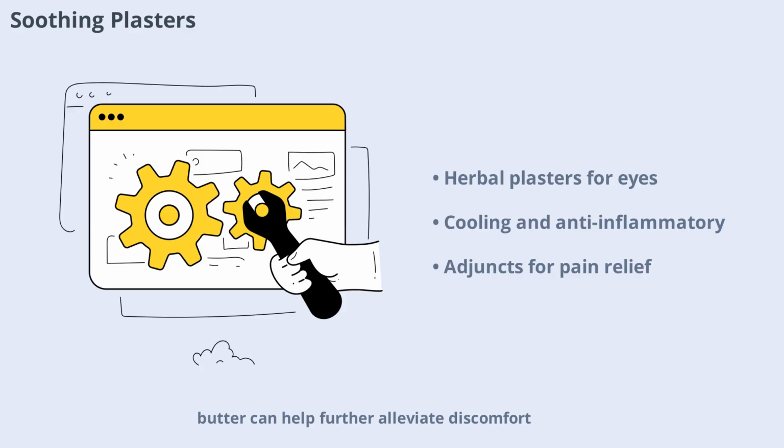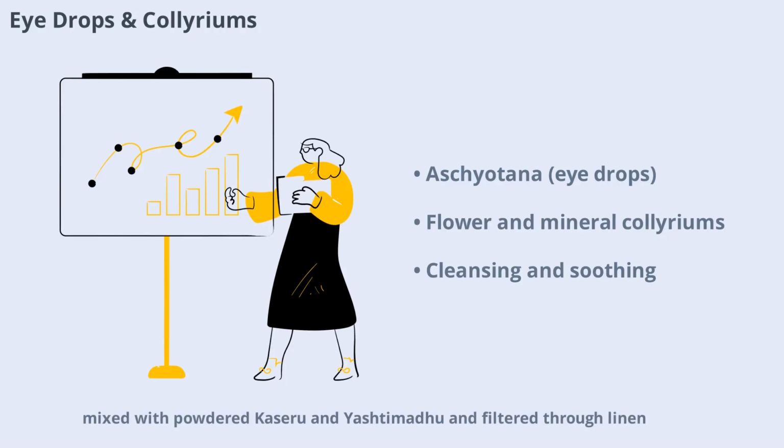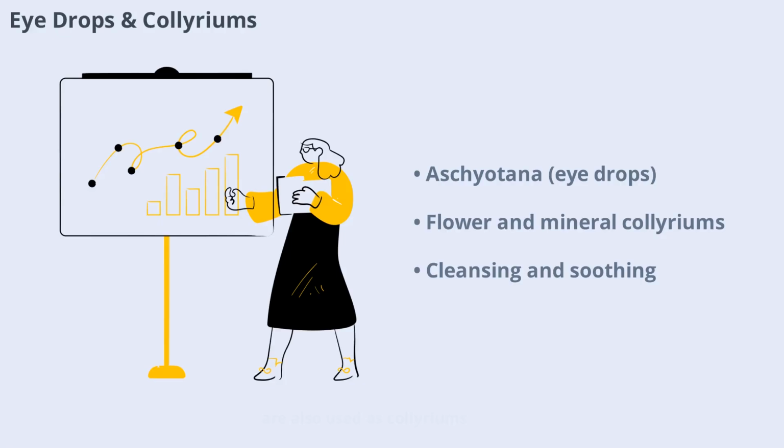help further alleviate discomfort. Eye drops, Ashchyotana, and collyriums, Anjana, play a vital role in Ayurvedic ophthalmology. A simple rainwater solution, mixed with powdered kasaru and yashtimadhu and filtered through linen, is used to cleanse and soothe the eyes. If rainwater is unavailable, pure transparent water is substituted. Flour-based compounds and mineral and metal mixtures are also used as collyriums, each tailored to specific symptoms and disease stages.